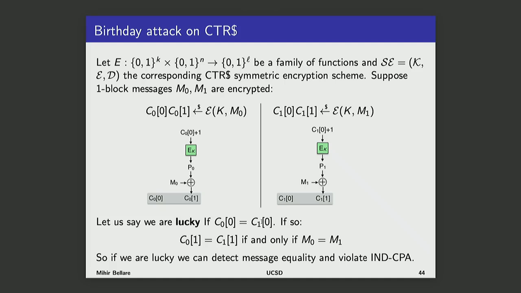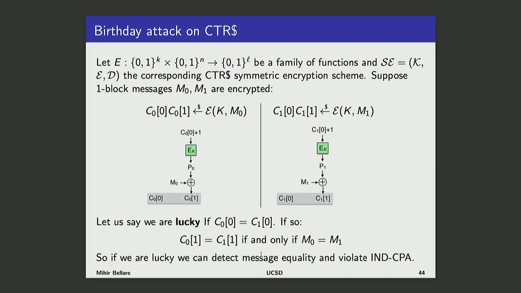And the reason is that now it can figure out whether M0 equals M1. Why is that? Because it observes that the equality of these 2 blocks here exactly tells it that. Because if this equals this, then P1 and P0 are the same. So C01 and C11 are the same exactly when M0 and M1 are the same. So this collision ended up being a way to violate security. So that's the base observation.